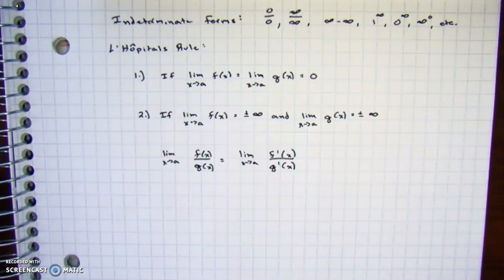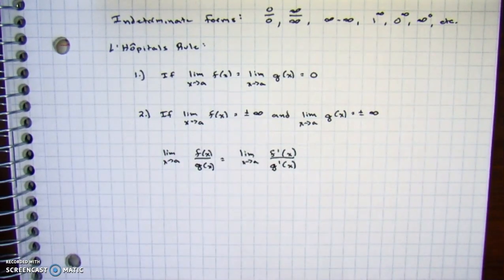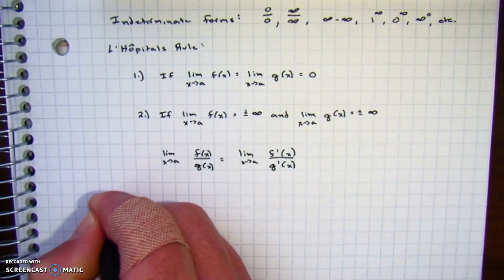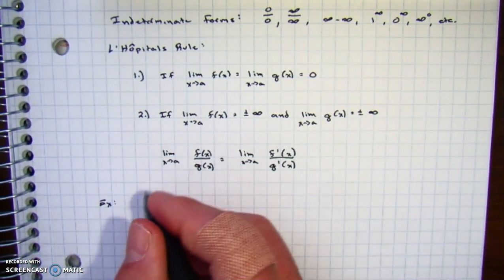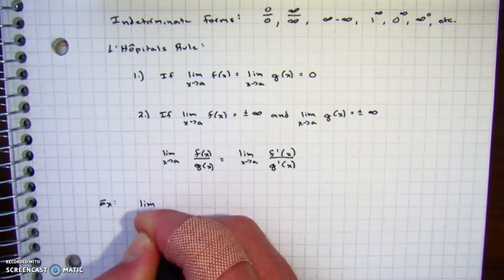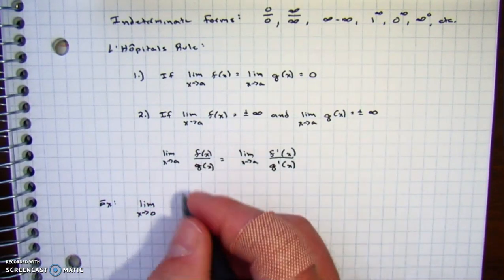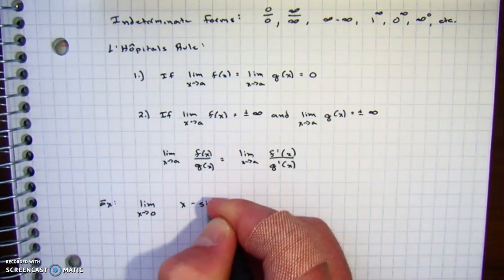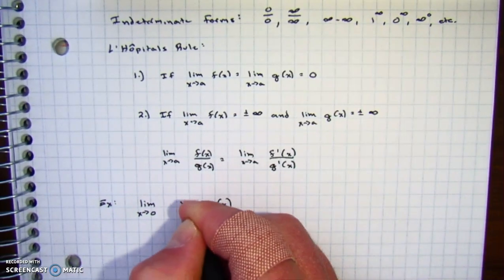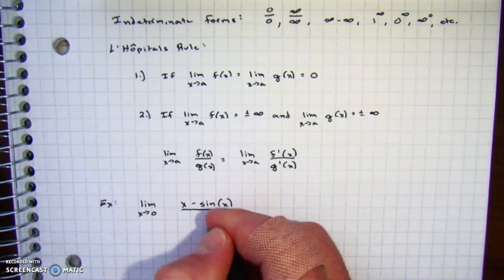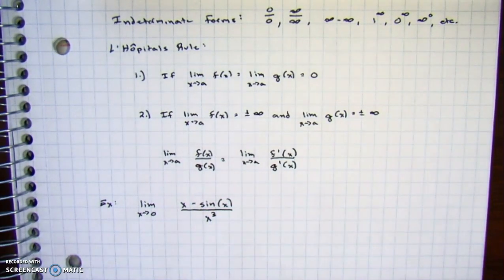So let's take a look at one really quick example that I think is kind of neat, and it's sort of nifty how it works out, because you can use L'Hopital's rule multiple times within one single go. So here's our example. First, taking a limit as x approaches 0 of x minus sine x over x cubed.